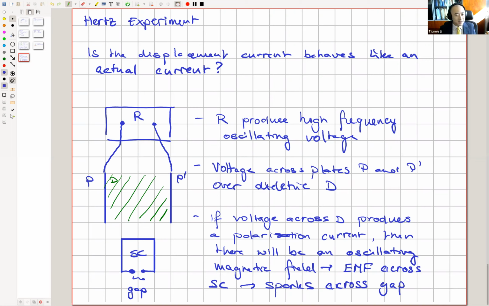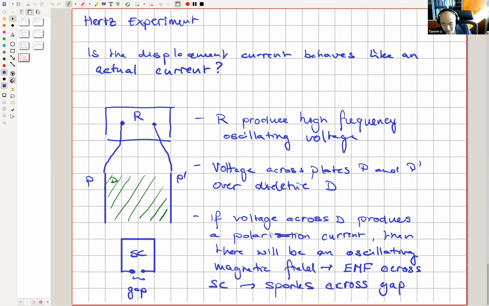This is actually one of the things that Hertz ended up showing even live in his lectures. And this is almost a direct demonstration that this polarization, this displacement current, and this alternating field produces something that behaves like an actual current. Because you create an oscillating magnetic field, which is coupled into the secondary circuit, which then gives you an electromotive force. And again, we get these sparks.